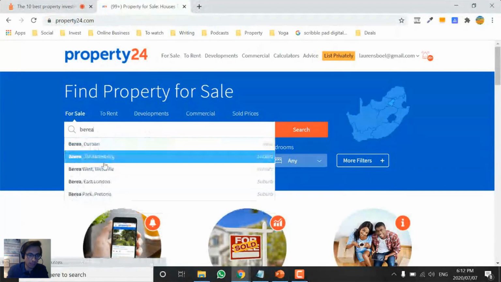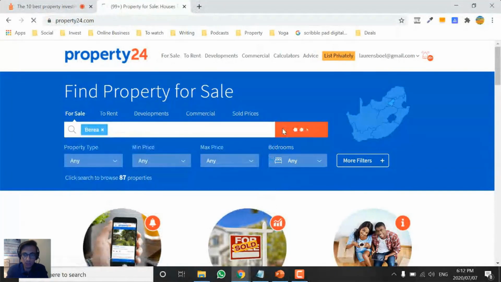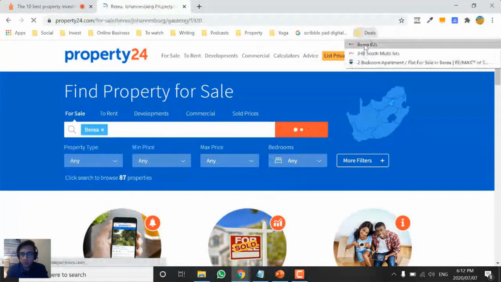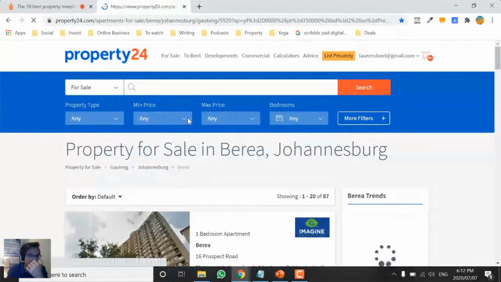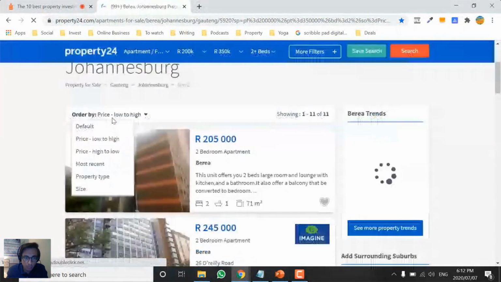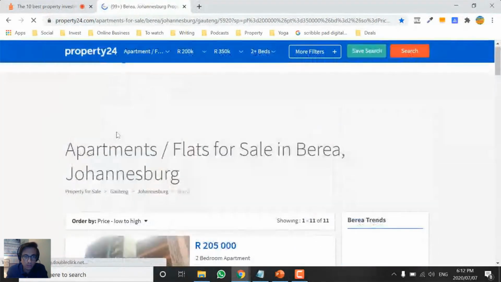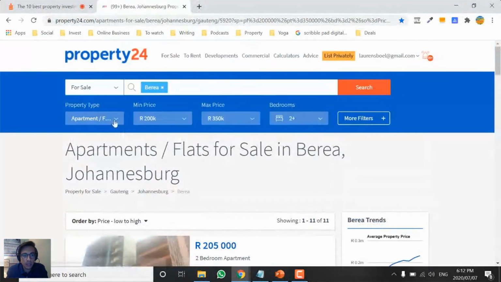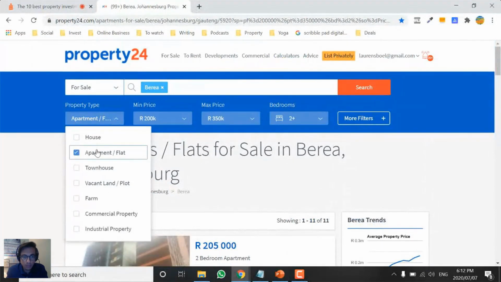I'm just going to go to my area, Berea in Johannesburg. Actually, let me just put on this filter here. So we're going to look at a couple of deals. Now, when I look in Berea, I always look for an apartment block. Sorry, it's just loading over here. I always tick the apartment or flat.